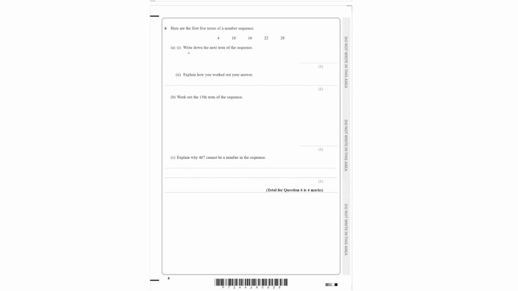Here are the first 5 terms of a number sequence. Write down the next term of the sequence. First off, we have to find the difference between the first and the second term. 10 minus 4 is 6. We can see that 16 minus 10 is also 6. So that means the next term in the sequence has to be plus 6, plus 6. So 28 plus 6 is simply 34.